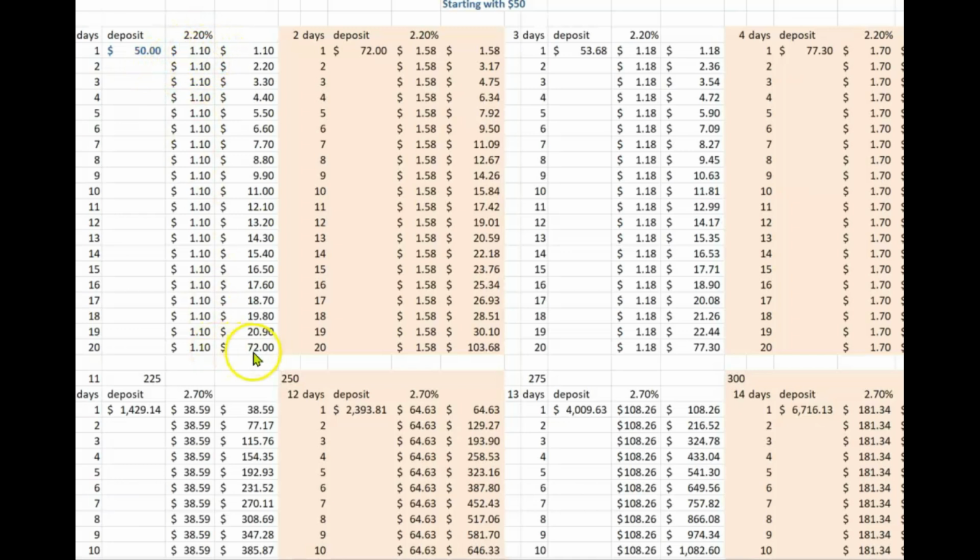Over 20 days, it's $22. 20 days at 2.2% would be $22, but you're getting your 50 back as well. So that is $72 in total that you have here. And then you reinvest that full $72 and you go through the same process, but you're making $1.58 a day. And with your $72 back, at the end, you've got $103.68.